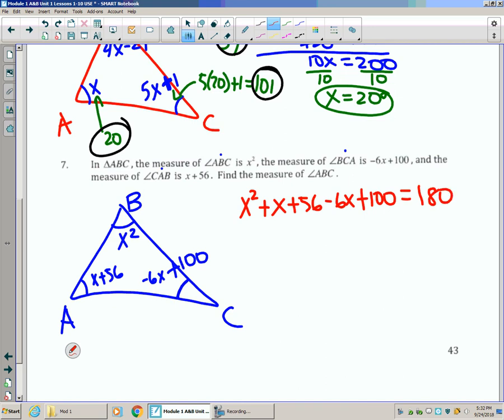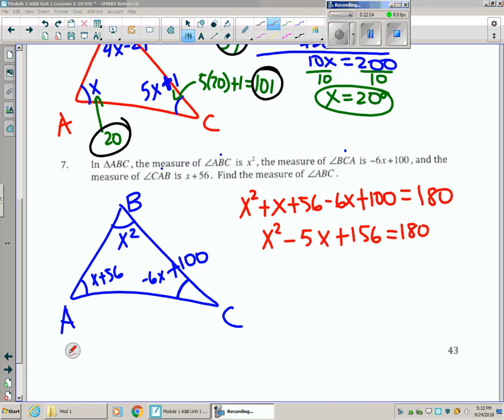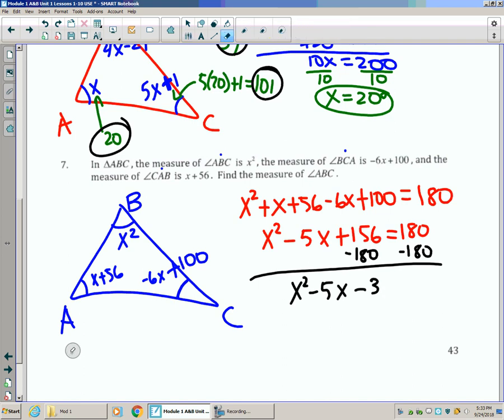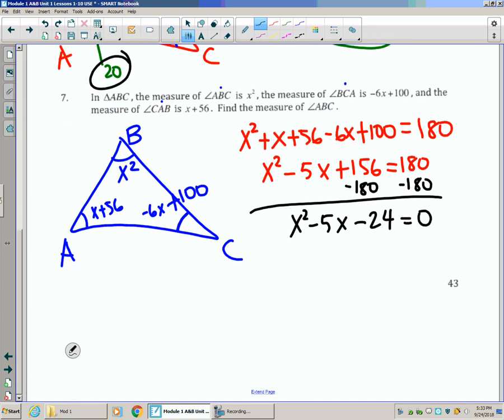All right, I'm going to pause the video for a second just to do the algebra. All right, this is what I have so far. Notice that it's turned into a quadratic equation, so let's keep going. So minus 180, and you're going to get x squared minus 5x minus 36, minus 24, I'm sorry, equals 0. Now it is a quadratic equation, so you can use the quadratic formula. You can use your quadratic strategies to solve a quadratic equation.